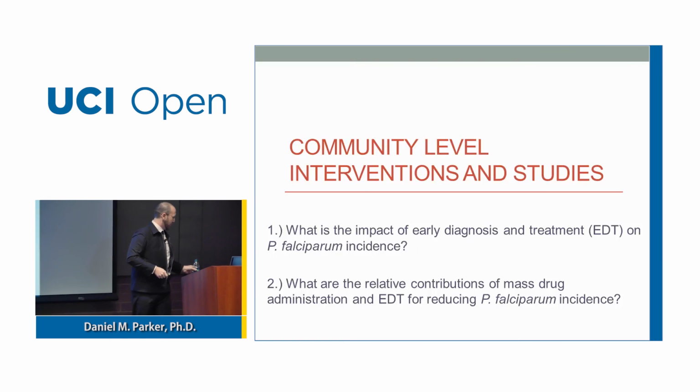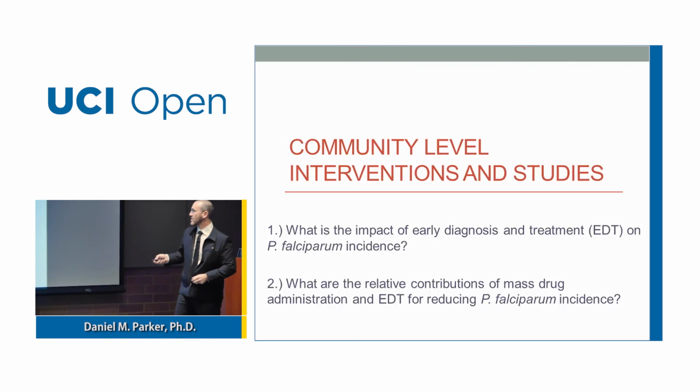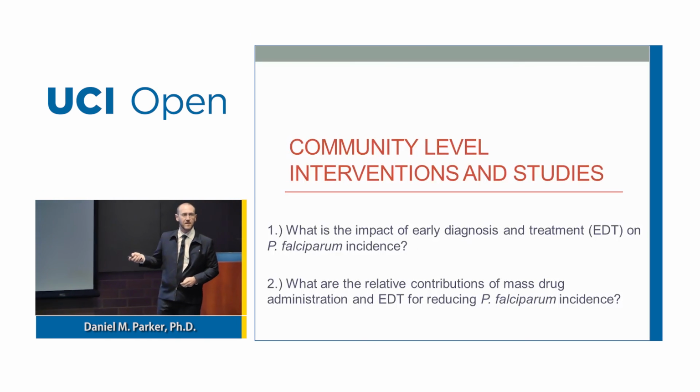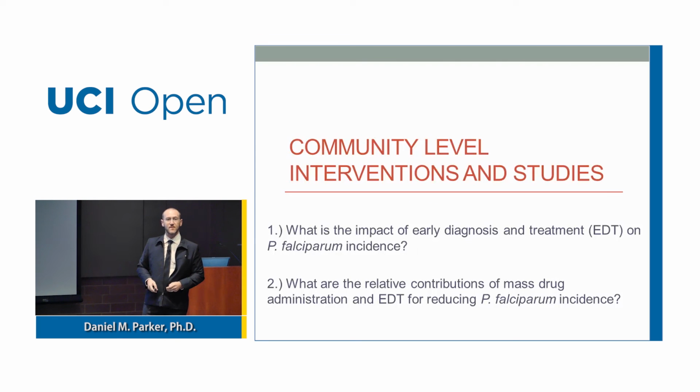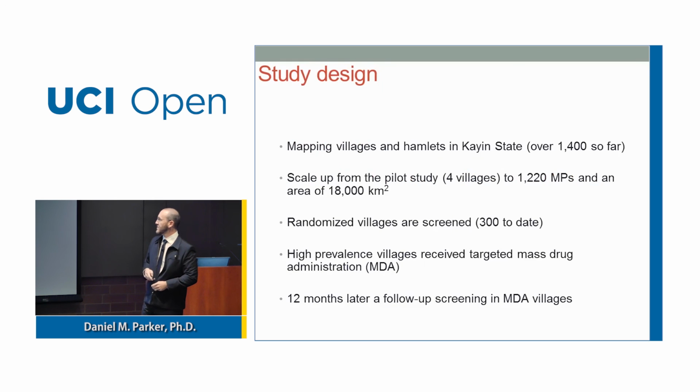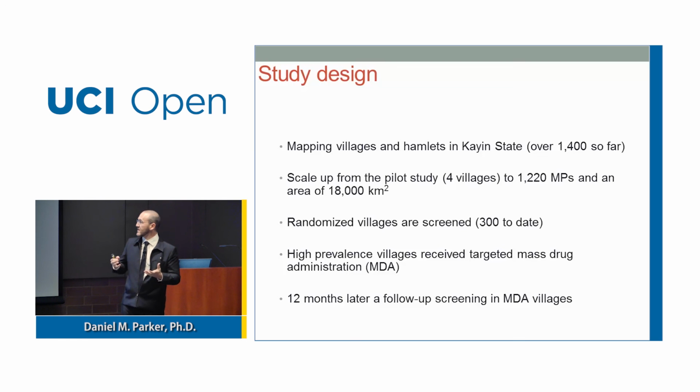And so my two main questions here are, what is the impact of early diagnosis and treatment on P. falciparum incidence? And what are the relative contributions of mass drug administration and that EDT, that early diagnosis and treatment, for reducing PF incidence? For this work, we had a major scale-up. All of this work is done in Karen State, so this is the conflict area.